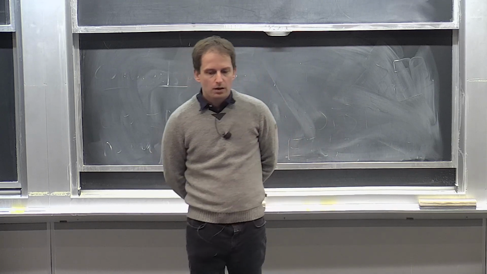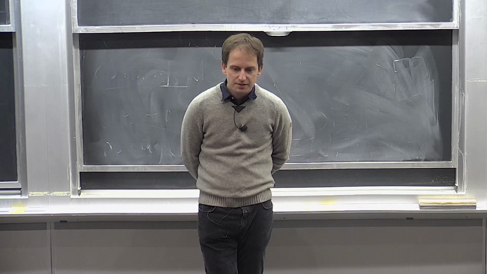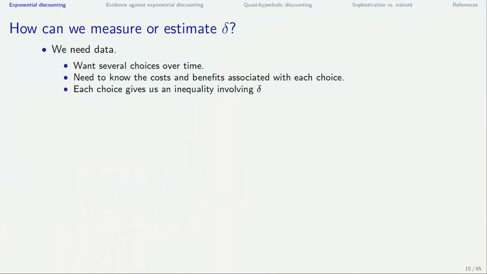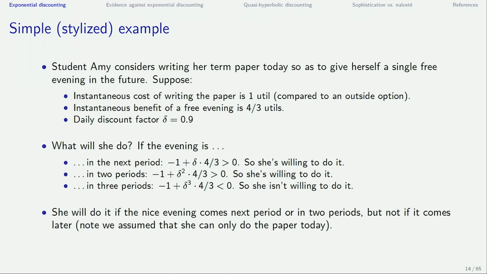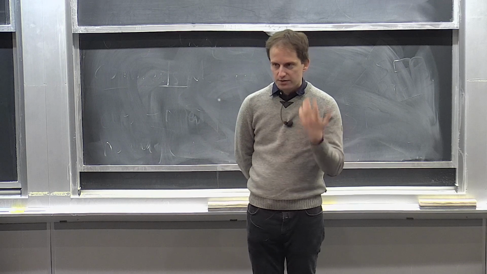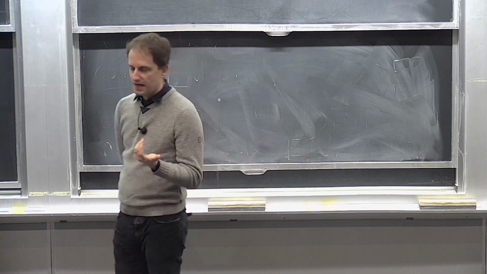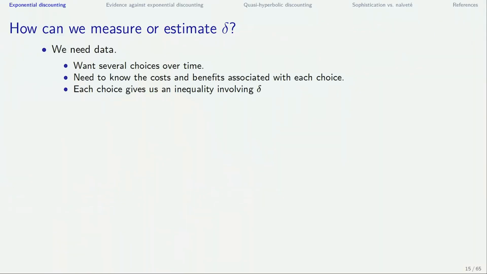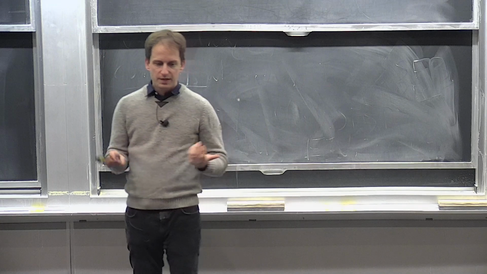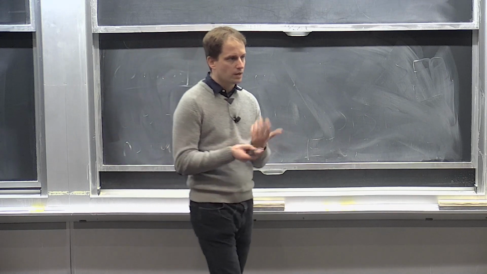Okay, so now the next question we might have is, how do we actually estimate delta? We see people making choices, but in the real world, we don't know what somebody's delta is, so how can we estimate people's delta overall? Let's stick with a stylized example. What do we need to estimate delta in this specific example? Well, you would need several choices over time, and you need to know what the costs and benefits of those choices are. If you knew that, then you could learn about what delta is.